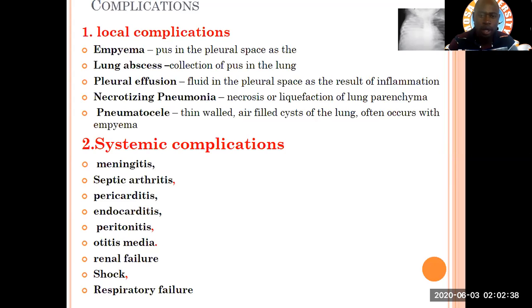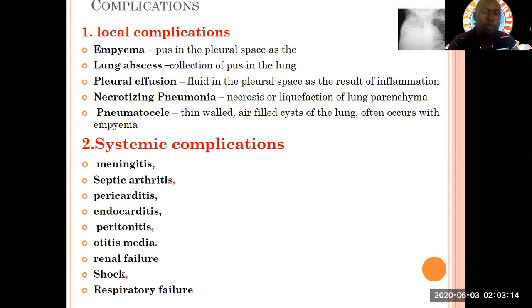But we know that pneumonia has its own complications, and these complications can be classified into two parts. They can either be local complications, which means affecting the specific area, or there may be systemic complications, which means a lot of organs of the body are affected. To talk about the local complications, you may talk about pneumatocele, okay? So when you talk about pneumatocele, this is where there will be thin-walled, air-filled cysts of the lung, which occur with the empyema.